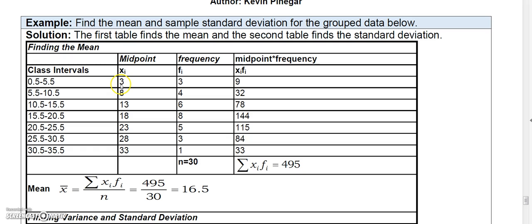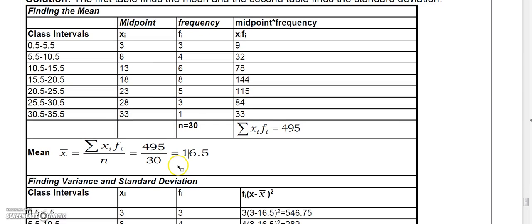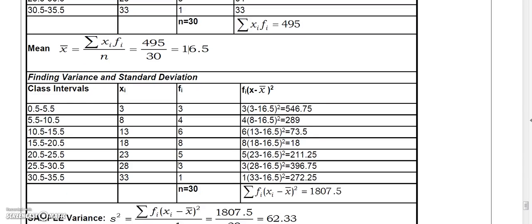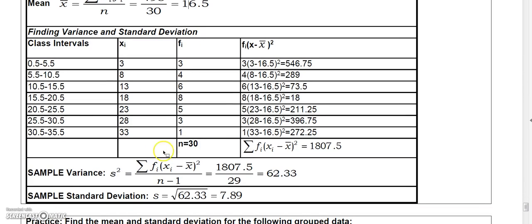So multiply these midpoints by the frequencies to get these numbers, and then you add these numbers up, and then you divide by n, and remember you get n by just adding up all the values in the frequency column. So in this case n would be 30. So divide 495 by 30 to get 16.5, and that's the mean. And then once you have the mean, you can calculate the variance.